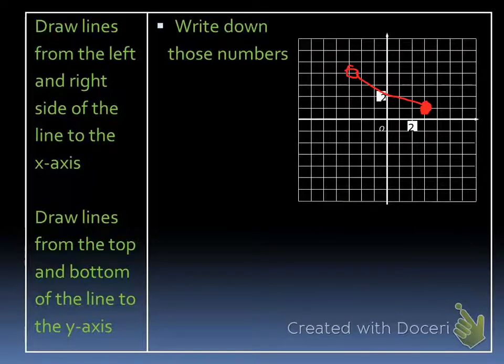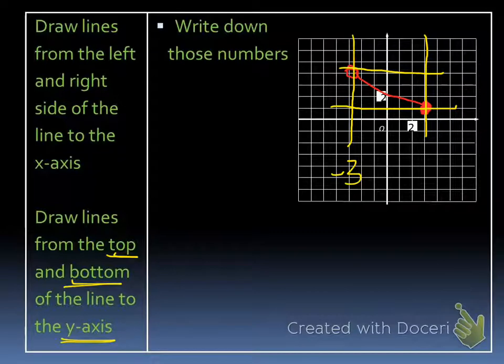The first step is we draw lines from the left and right side of the line to the x-axis. What that means is I'm going to go, this is as far left as the graph goes, I'm going to draw a line there. This is as far right as the graph goes, I'm going to draw a line there. Now I'm going to do the same thing, except I'm going to do the top and bottom of the line to the y-axis. So this is the top, this is the bottom. Okay, now I'm going to write down those numbers. This number is -3, this number is +3, this number is 1, and this number is 4.